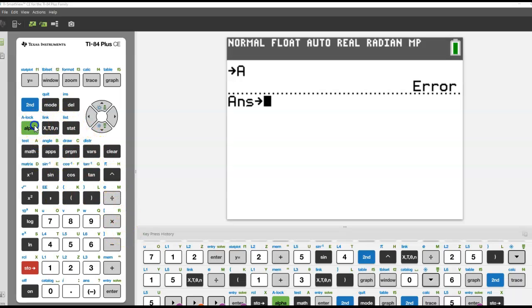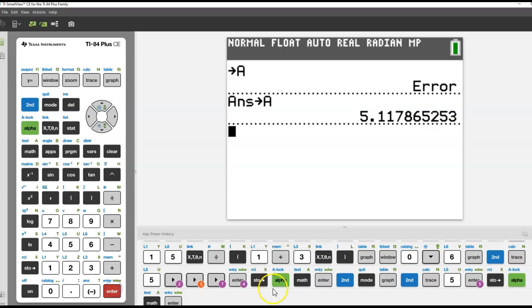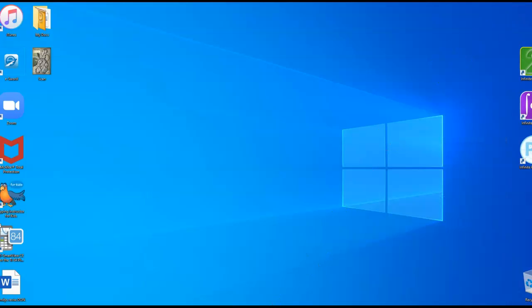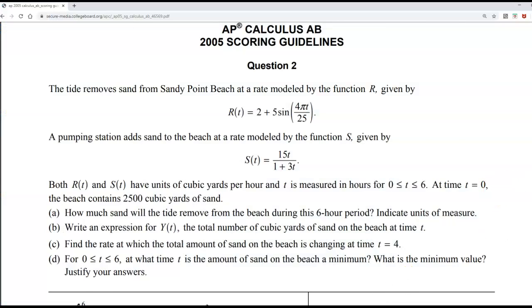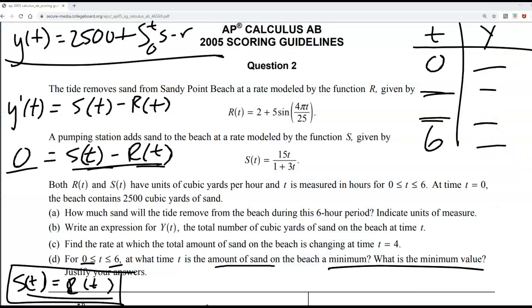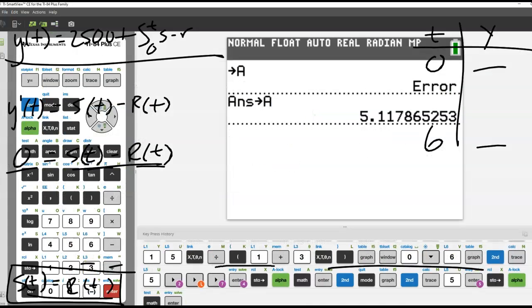Anyway, so now I'm going to push alpha A, and it will store that as my answer. That will store it as A on my calculator. So now we're ready to answer the question here. So that's where the graphs are crossing, right? So if I wanted to come back to my original equation here, we know where they're crossing. There's only one critical value. So it was, I've already forgotten, 5.118.